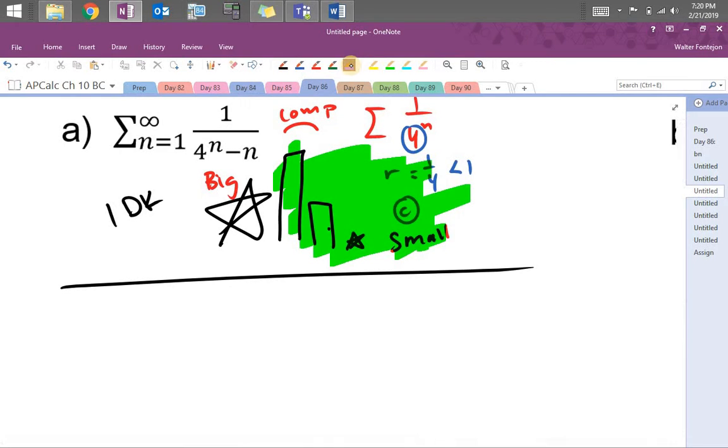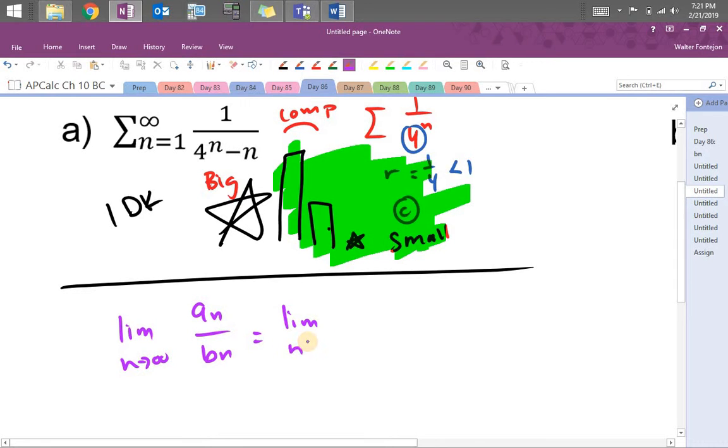Here's how you run the limit comparison test. You need to calculate the limit as n approaches infinity of a sub n divided by b sub n. So this is going to be the limit as n approaches infinity. I haven't done the limit yet, so please write that again. We write down a sub n. The a sub n is whatever the original series formula is, so it's 1 divided by 4 to the n minus n. I'm just rewriting that. B sub n is always the one that you're comparing it to, so this is 1 over 4 to the n.